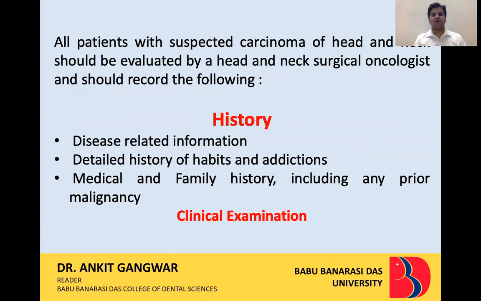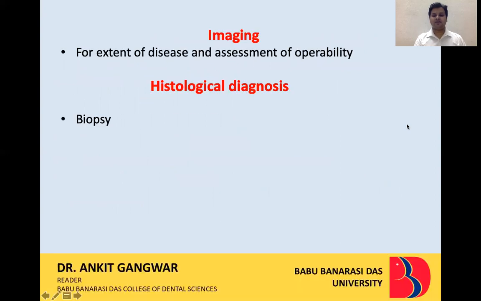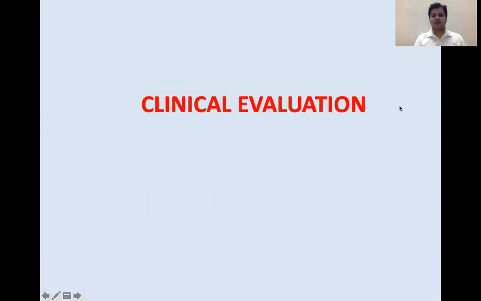All patients suspected of head and neck carcinoma should be evaluated by a head and neck surgeon and oncologist, and the following should be recorded. A detailed history of the patient is required: disease related information, detailed history of habits and addiction, medical and family history, including any prior malignancies, and clinical examination. Clinical examination I'll cover in detail in the next part of the lecture. Then imaging, which is required. Then histopathological diagnosis, like biopsy.